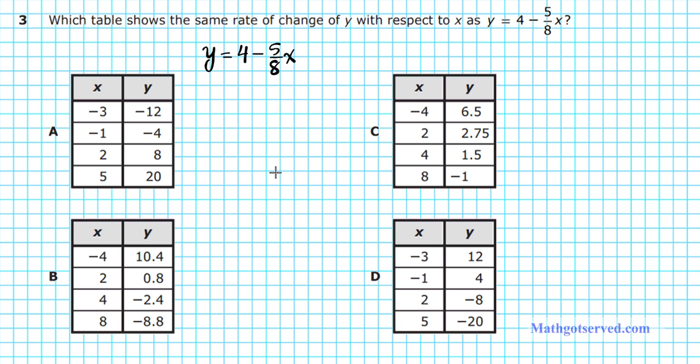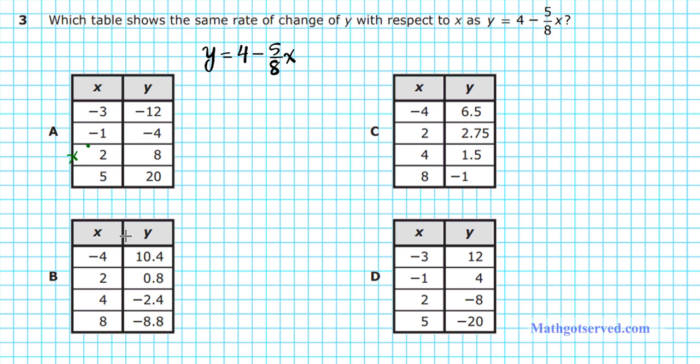So what I'm going to do is pick an x value that's common to all 4. I'm going to plug it into this equation and see which one yields the y value that matches the corresponding y value in any of the options. Okay, so let's see what value is common. -1 is here and here, that's no good. -3 is here and here, that's no good. How about 2? We have 2 here, 2 here, 2 here. Oh, that's great. So we can use 2.